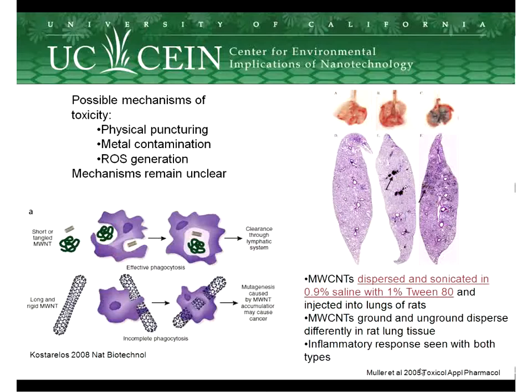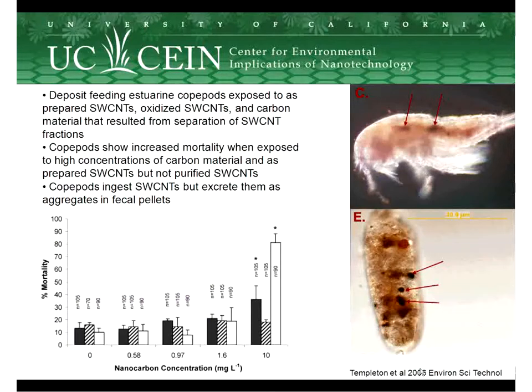These were multi-wall carbon nanotubes dispersed in saline with a surfactant. Tween is a common surfactant. And then they put that into the lungs of the rat. So it helps to disperse them, and then under those conditions they do see them coming in and finding their way there, and so they have an inflammatory response with that.